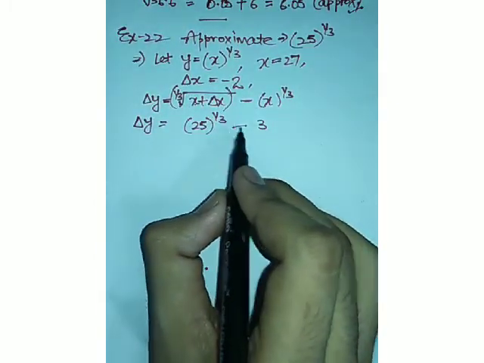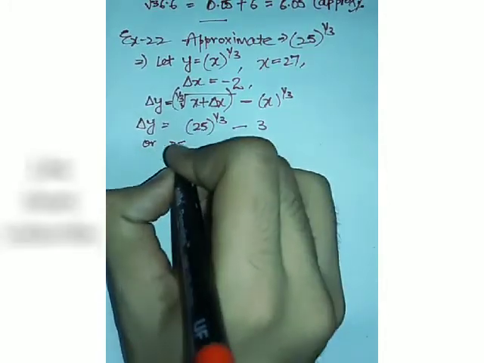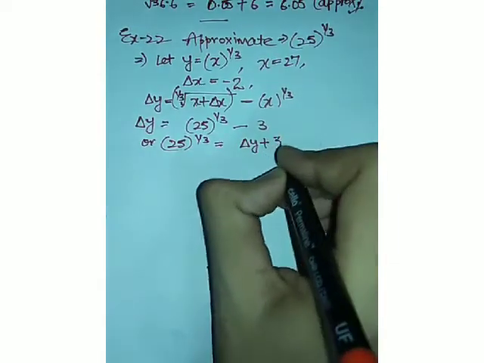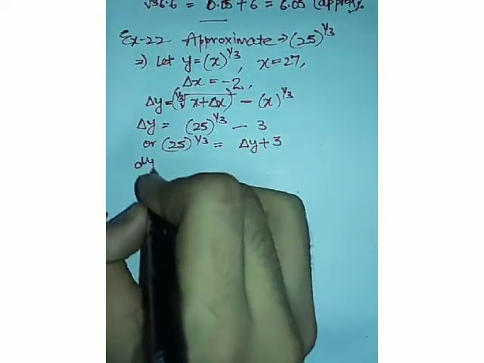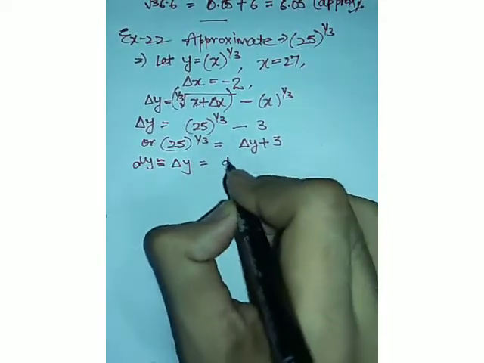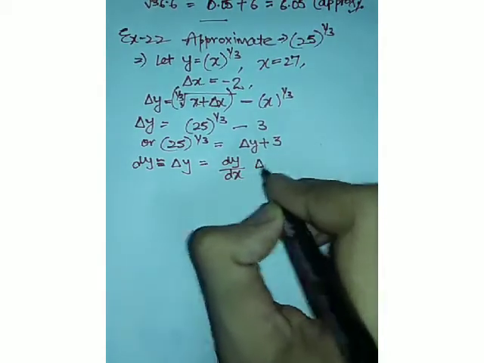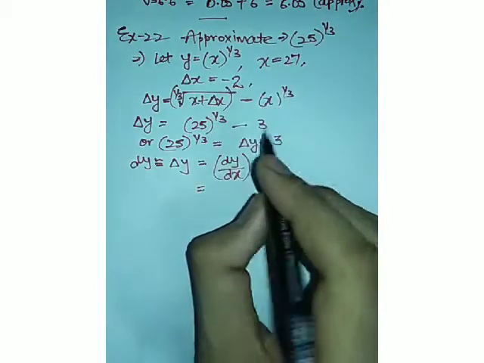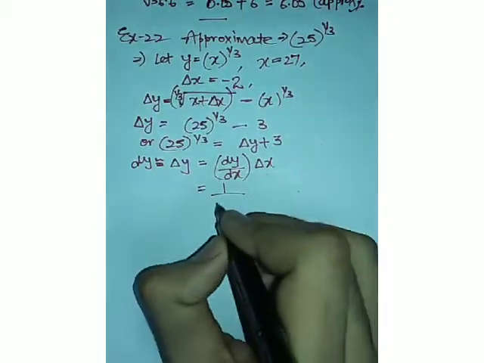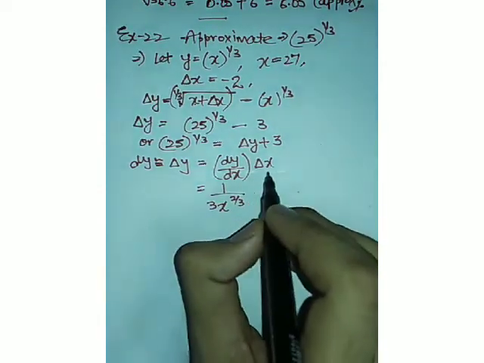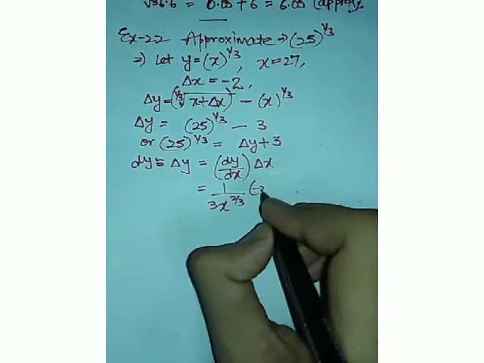So delta y will be equal to 25 raised to power 1 by 3 minus 3, or 25 raised to power 1 by 3 will be equal to delta y plus 3. Again we have to find delta y. We know that dy approximately is equal to delta y, which is further equal to dy upon dx multiplied by delta x. Now what is y? y was x raised to power 1 by 3. When you differentiate, you will get 1 upon 3 x raised to power 2 by 3, simply. And what is delta x? Delta x is minus 2.